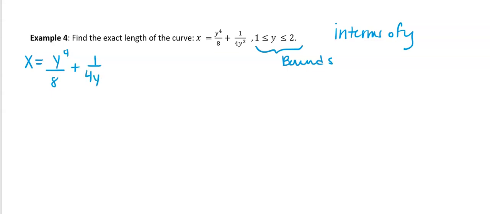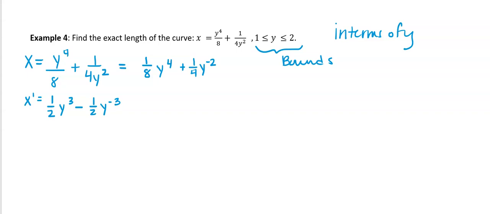y to the 4th over 8 plus 1 over 4y to the 2nd. And I'm going to rewrite that a little bit so that it's a little easier to take the derivative of. I'm going to write that as a 1/8 in front, a y to the 4th, and then plus a 1/4 in front with a y to the negative 2. I think that'll be a little easier to take the derivative. Okay, so now that I'm going to actually find my derivative, I'm going to bring my exponents forward. So I'm going to get a 1/2 y to the 3rd and a negative 1/2 y to the negative 3rd. Okay, and that's what I'm going to plug into my formula.